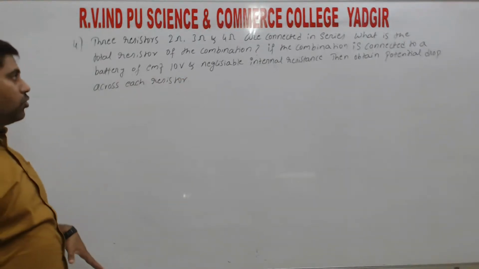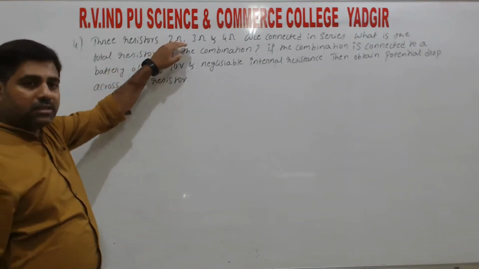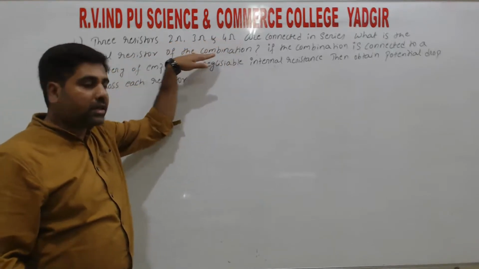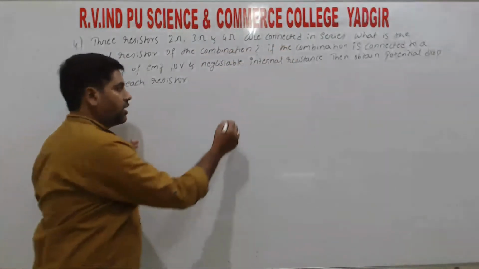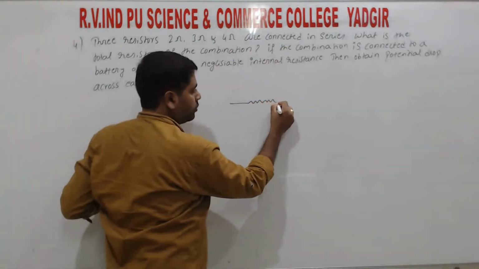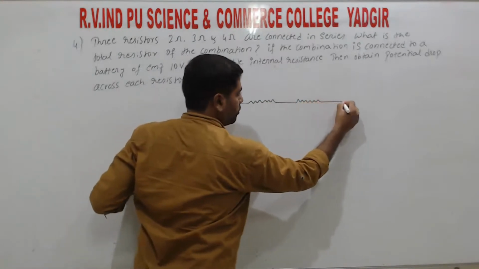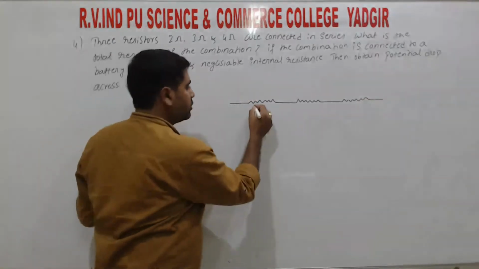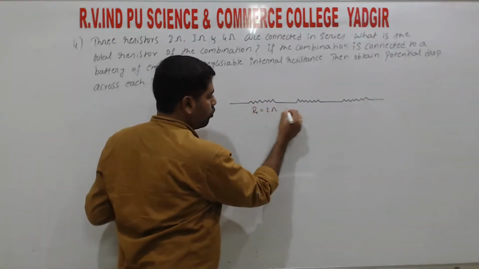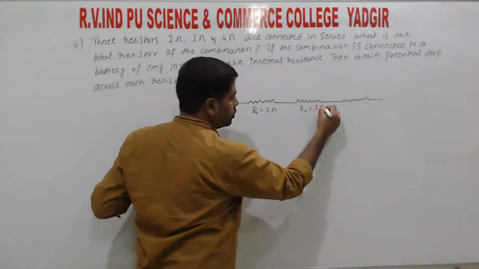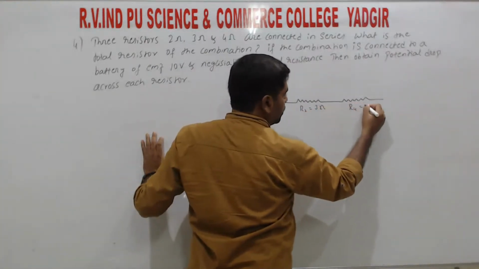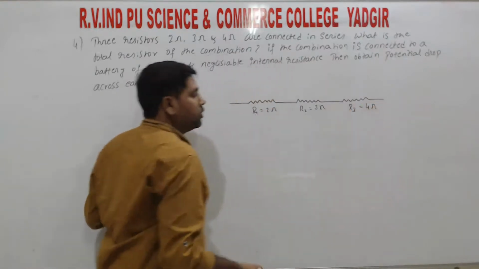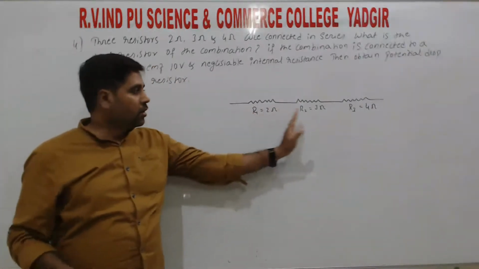Right. So this is the question. In the question they have given three resistors: one is 2 ohm, 3 ohm, and 4 ohm, and all three resistors are connected in series. This is the symbol of the resistance. So R1 is equal to 2 ohm, R2 is equal to 3 ohm, and R3 is equal to 4 ohm, right? These three resistances are connected in series.